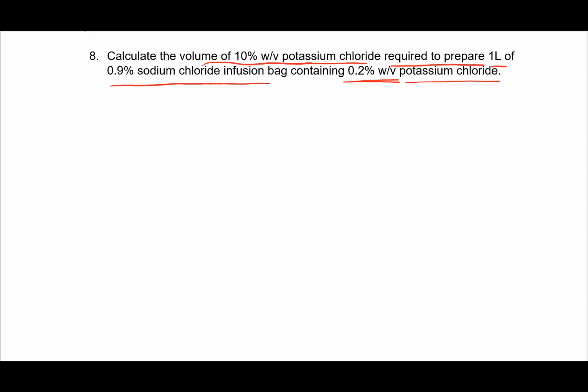So if you again pay attention to this question, we are required to prepare 1 liter of the solution. So this is just the solution, so just ignore this number. We are required to prepare 1 liter of the solution, which should contain 0.2% potassium chloride, and the starting solution is 10% weight by volume of potassium chloride. So it's simply the C1 V1 = C2 V2 equation again.